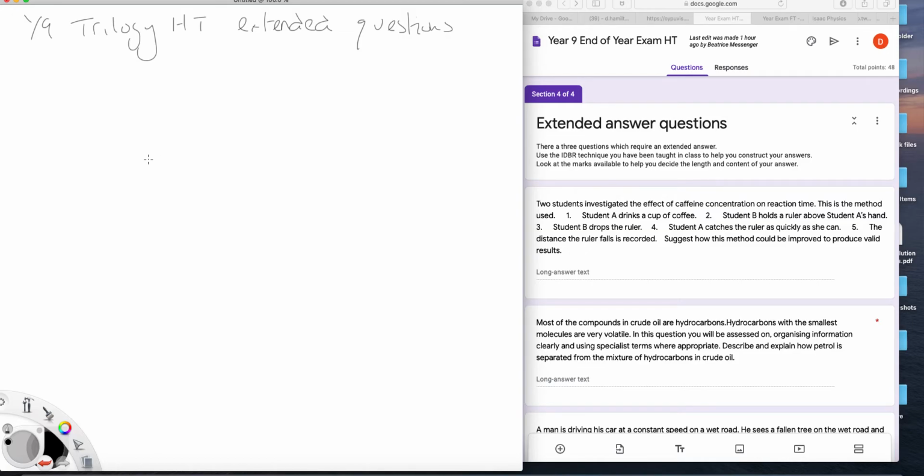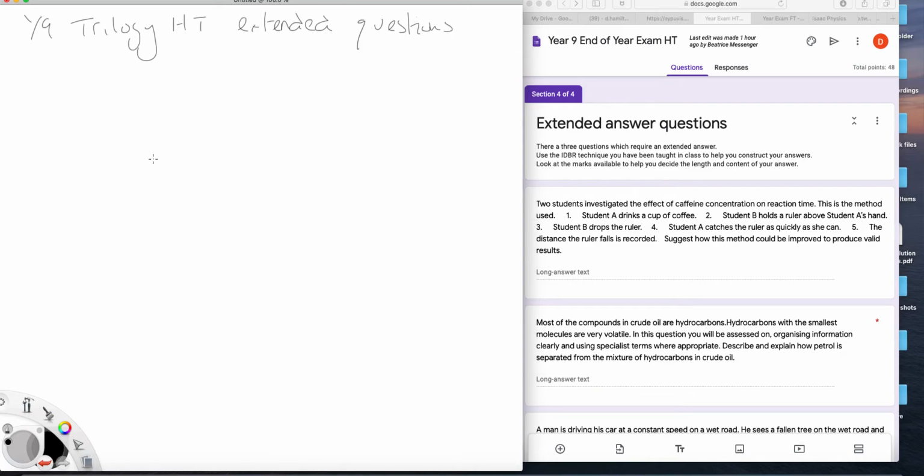So that's the rationale behind answering these questions. Generally speaking, if you're going to get 5 or 6 marks, your answer needs to be logical, it needs to be coherent, and it needs to include enough detail so that the experiment can be done correctly to get valid results.